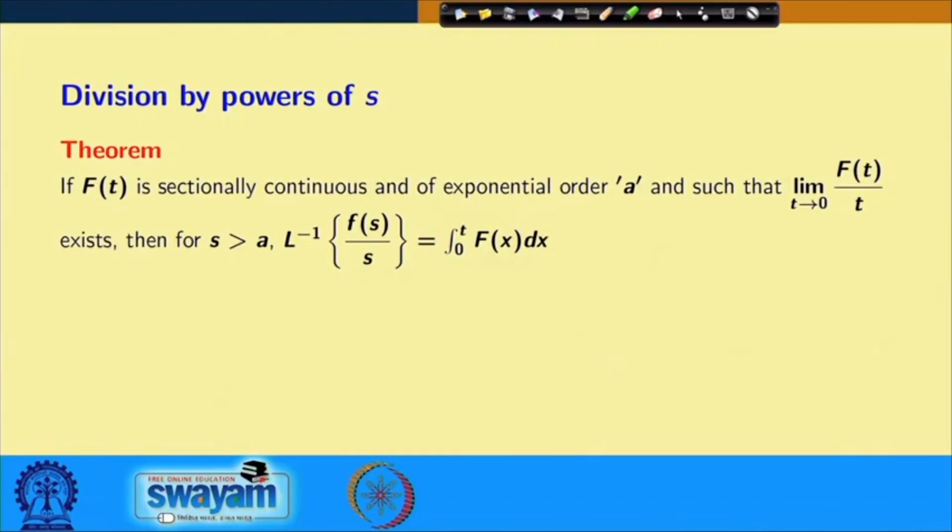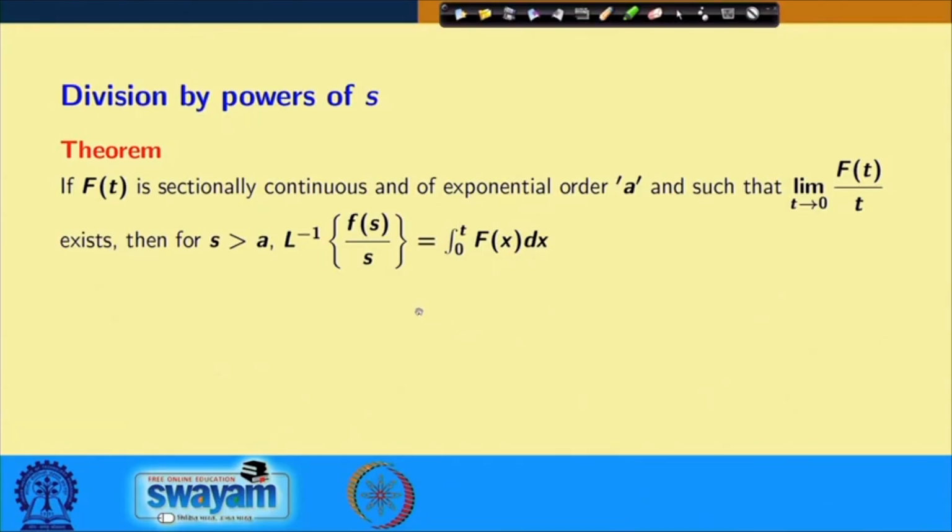So, in the last lecture what we have studied is the inverse Laplace transform, its properties and also the applications of those properties for solving various kinds of problems. In the last lecture we stopped at multiplication by power of s. Now, let us see the division by power of s.